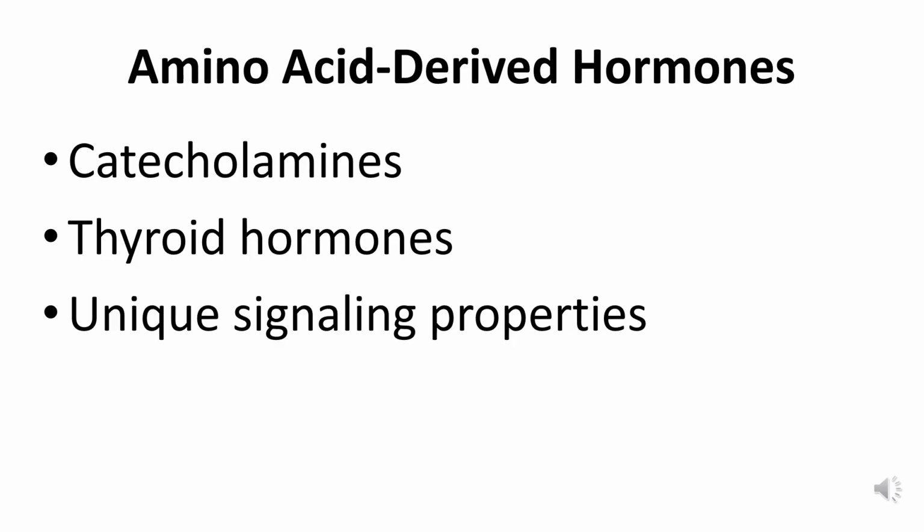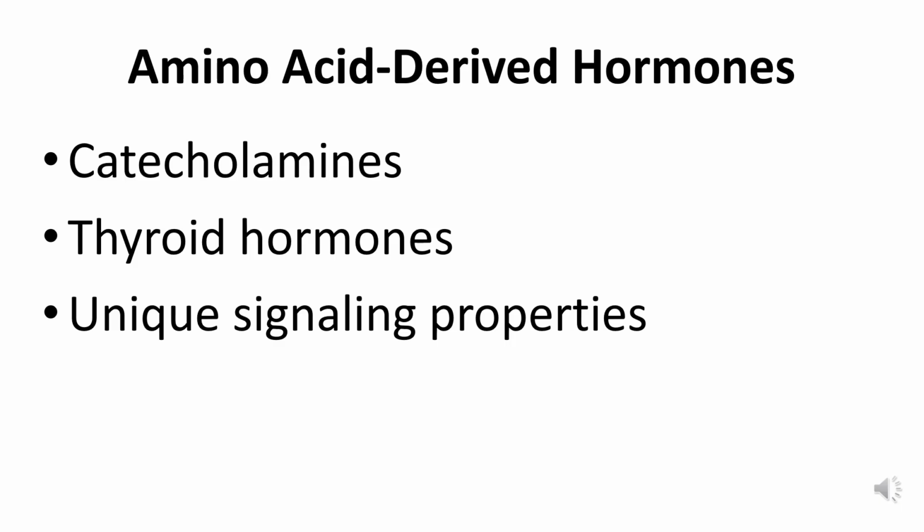One interesting feature of amino acid-derived hormones is their unique signaling properties. Some behave like water-soluble hormones. Others act more like lipid-soluble hormones. Their behavior depends on the chemical structure. For example, catecholamines cannot pass directly through cell membranes. They bind to receptors on the cell surface and trigger quick responses. This makes them similar to peptide hormones.